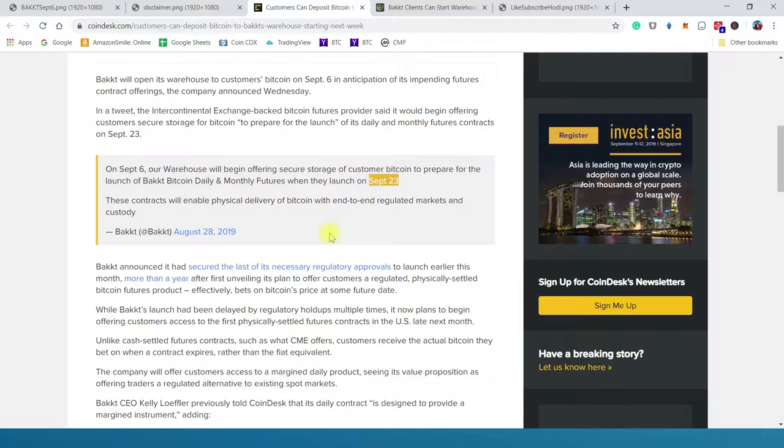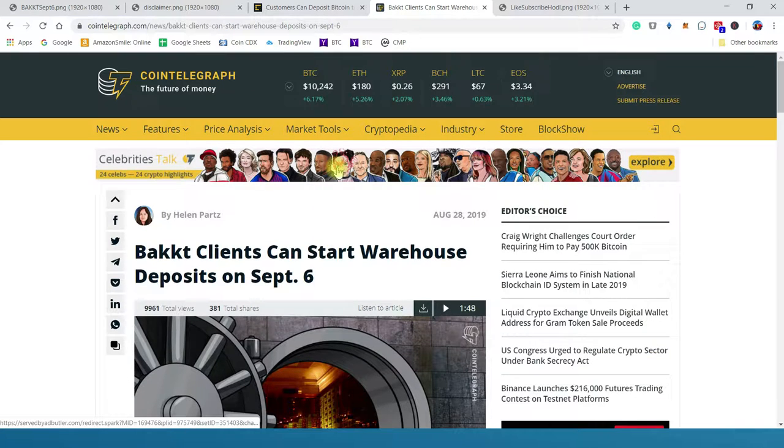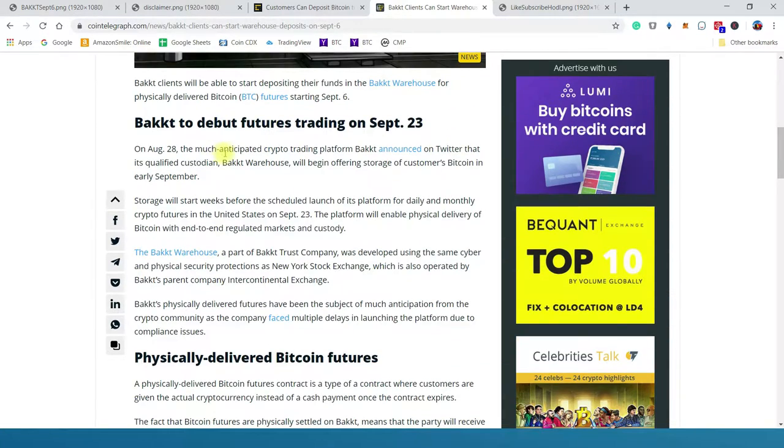It was the BAKKT exchange that was one of the things that initially got me interested in cryptocurrency, because when the New York Stock Exchange is investing 4 years and $500 million in building an exchange that will be used exclusively for cryptocurrency, that's quite a big deal. Here's another article on Cointelegraph about the very same event. BAKKT clients can start warehouse deposits on September 6th.